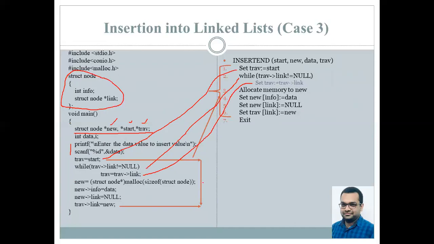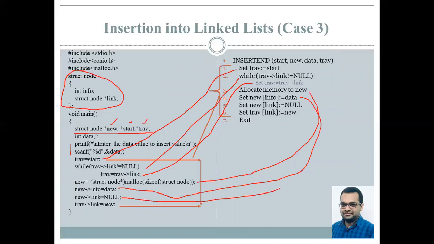Once the program exits out of this while loop, new will be allocated memory dynamically using the malloc function. New's data part will get the value that is provided by the user for insertion into the new node. Its link will be assigned the value null, and traversal's link will get the value of the new node that needs to be inserted.